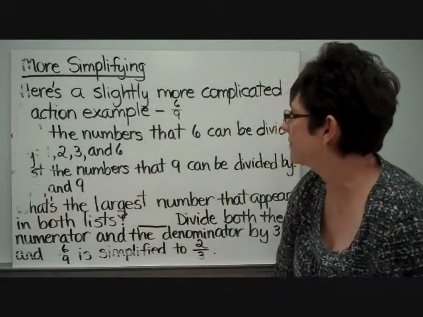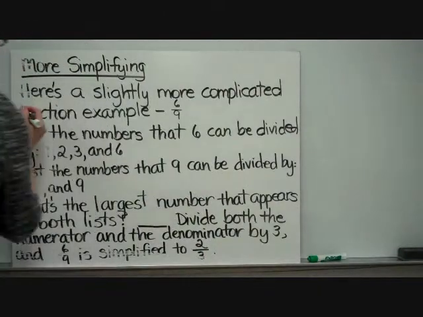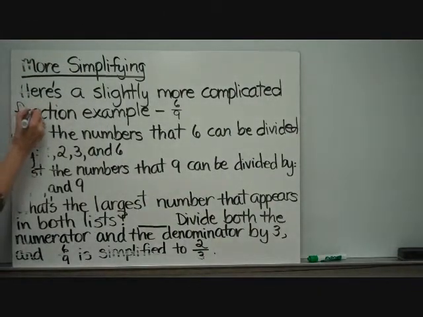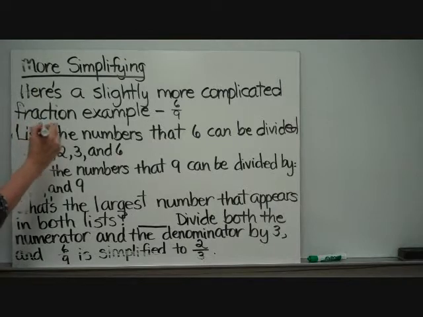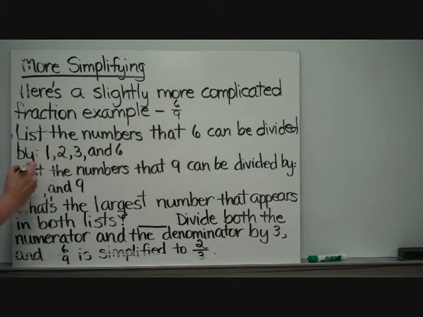More simplifying. We are going to do a little bit more complicated fraction. We are first going to list the numbers that 6, which is our top number, can be divided by. We know that 6 can be divided by 1, 2, 3, and 6.